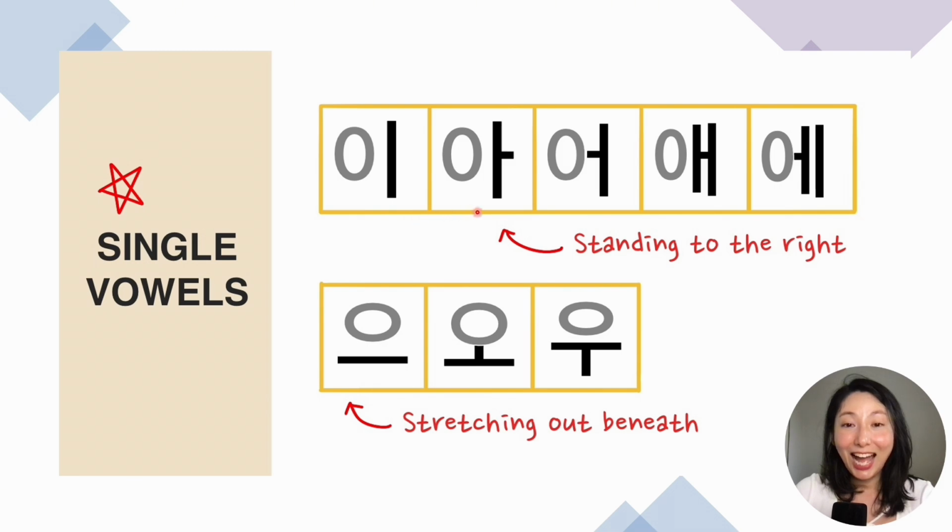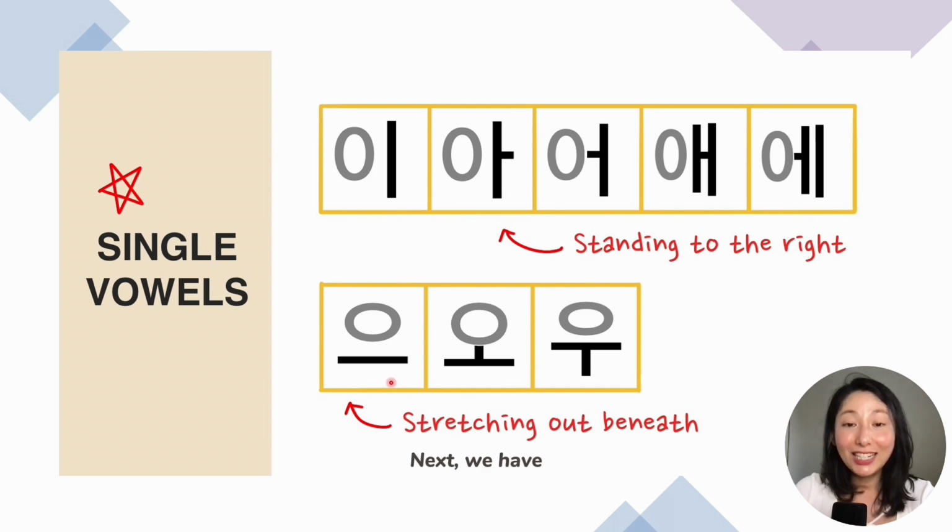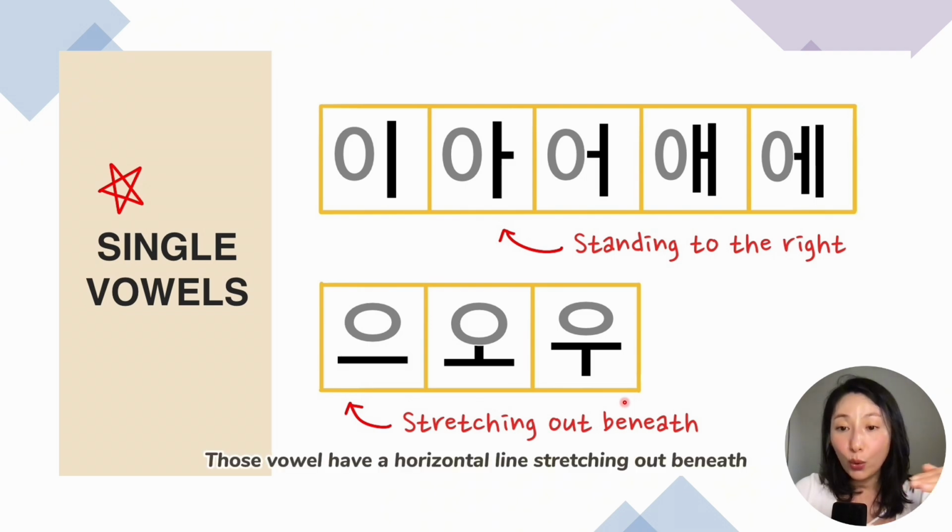이, 아, 어, 에, 에. Those vowels have a vertical line standing to the right. Next, we have 으, 오, 우. Those vowels have a horizontal line stretching out beneath.